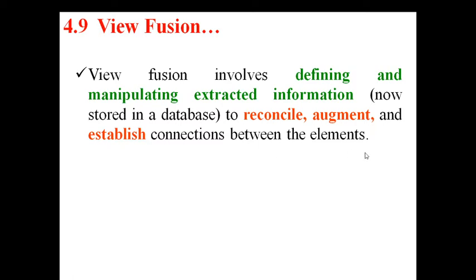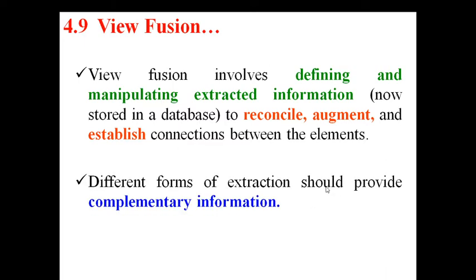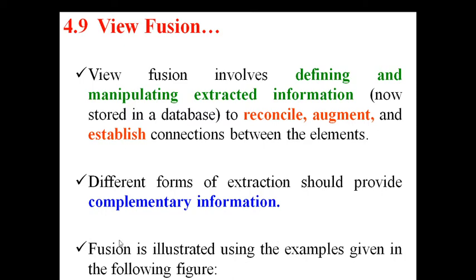So it is going to combine different elements by connecting different modules based upon the function calls or the parameter passing, etc. Different forms of extraction should provide complementary information. It means that with different forms of extraction, whatever new information you extract should not provide the same information. For any extraction we have to give some new information. That is the meaning of complementary. It should not be the same, it should be different. So how the fusion is going to be done, we will see here.